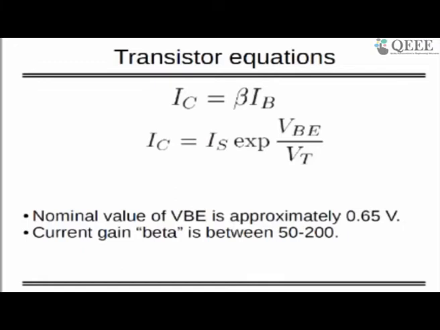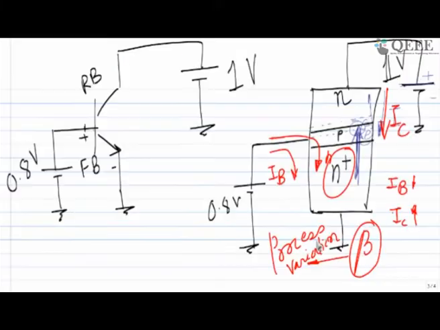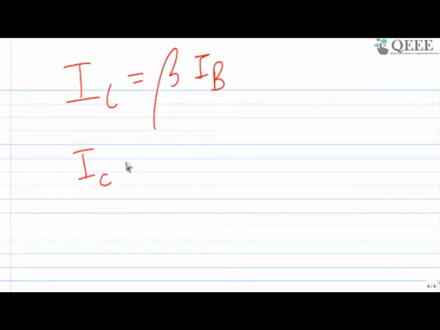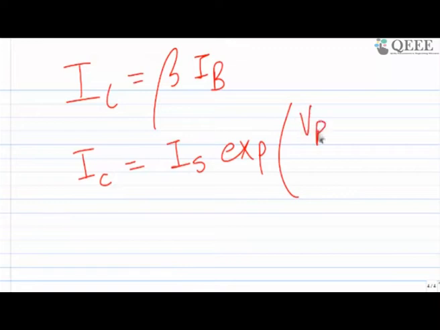Okay, so these are the two very basic equations. You must know them, so I'm writing them just for our reference. Some people have already studied this in school, but for those who forgot, I'm writing it for them. VBE is the base to emitter voltage, and VT is the thermal voltage, which is kT by q. Generally it's 26 millivolt, and beta is the current gain. So these are the equations.